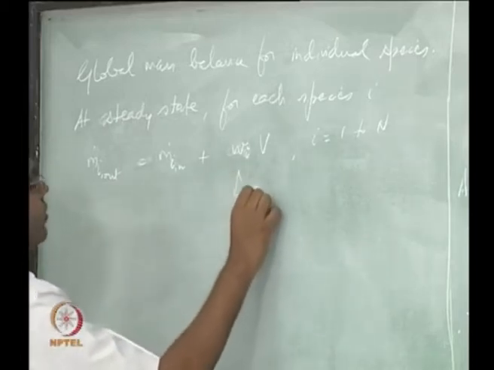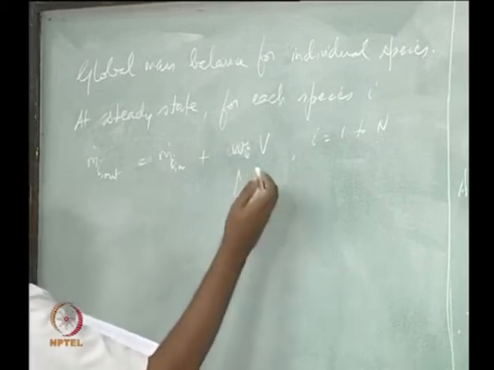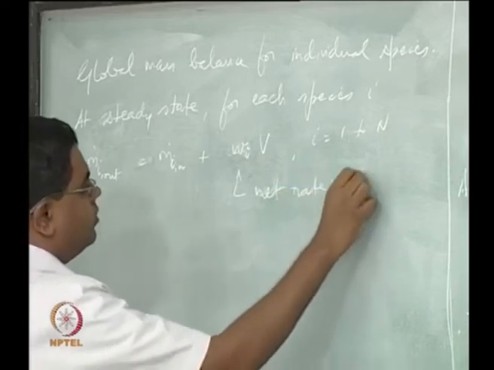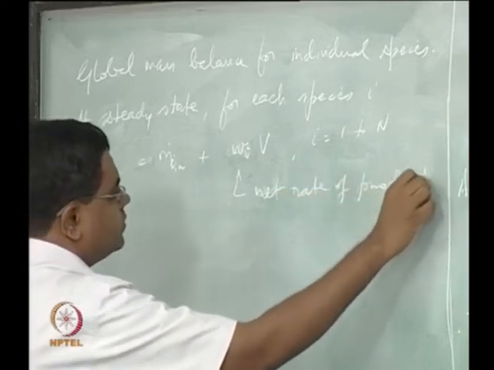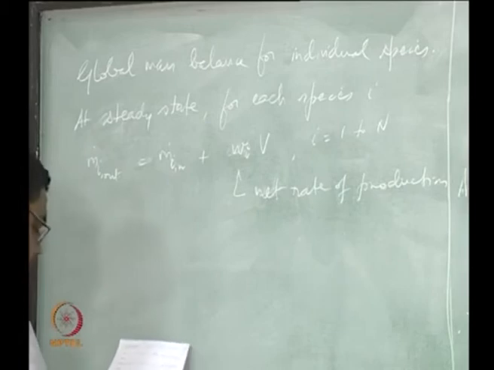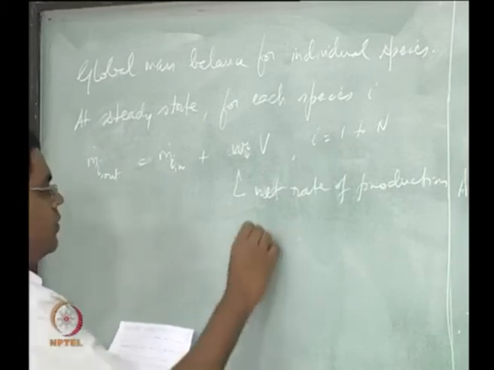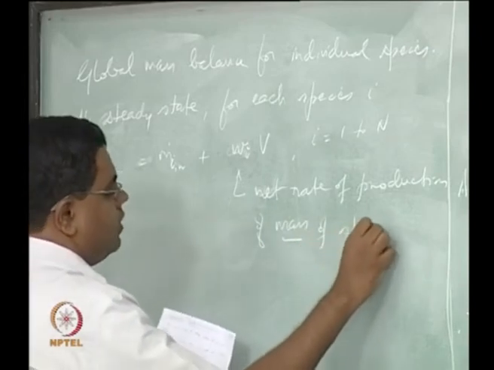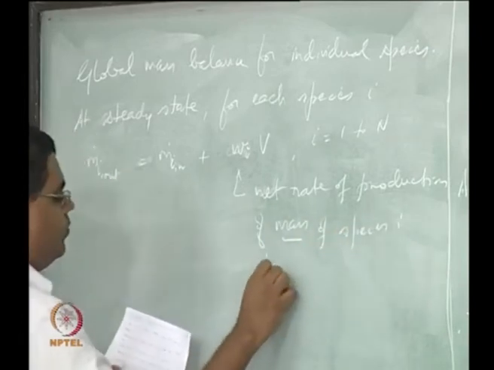Okay, Wi then is the net rate of production of mass of species I per unit volume.